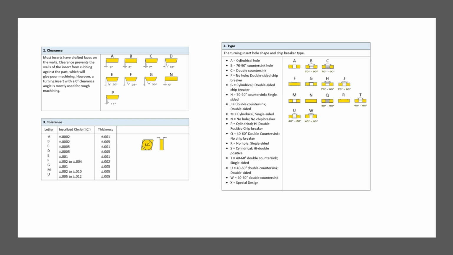Second character is clearance. Most of the inserts have a drafted face on the walls. So this is a drafted face, and this is called clearance. In the example, we have considered CNMG, so N stands for 0 degree clearance.